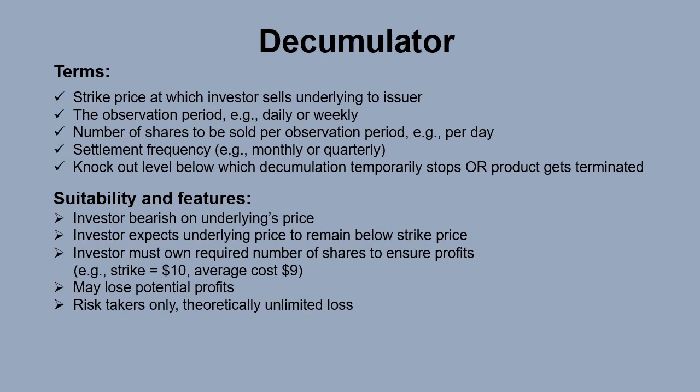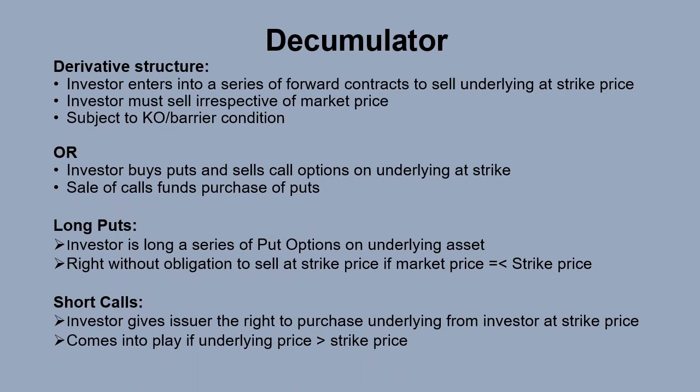Let's look at the derivative components of a decumulator. One way to look at it is that the investor enters into a series of forward contracts to sell the underlying at the strike price to the issuer, whatever the market price, subject to the KO or the barrier condition. Another way to look at it is that the investor is long a series of put options on the underlying asset that allows him to sell the underlying asset if the price of the underlying asset is at or below the strike price. Simultaneously, the investor is also short a series of call options that obliges him to sell the underlying asset to the issuer if the underlying asset price is higher than the strike price. The put purchases are financed by the sale of calls.